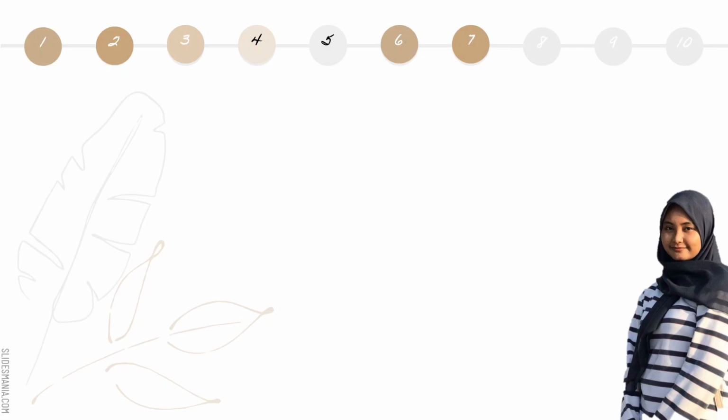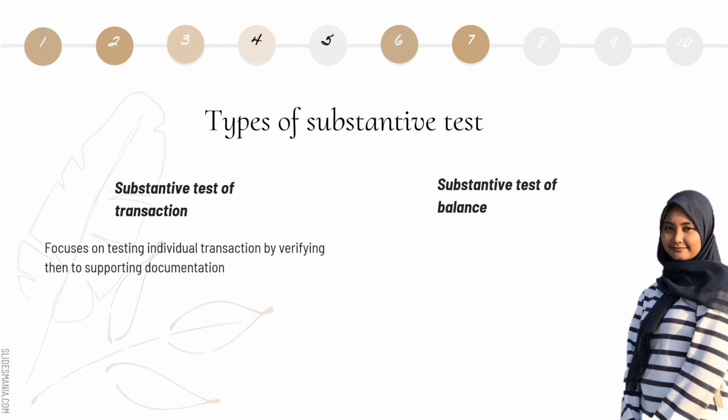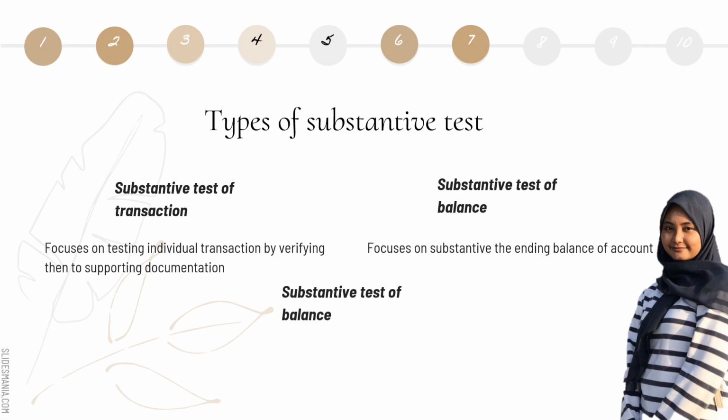Types of substantive tests. There are three types of substantive tests. The first one is the substantive test of transactions. It focuses on testing individual transactions by verifying them to supporting documentation. Second, the substantive test of balances, where the auditor focuses on substantiating the ending balance of an account. And the last is analytical procedures, which is the most basic type. It uses comparisons and relationships to assess whether account balances appear reasonable.